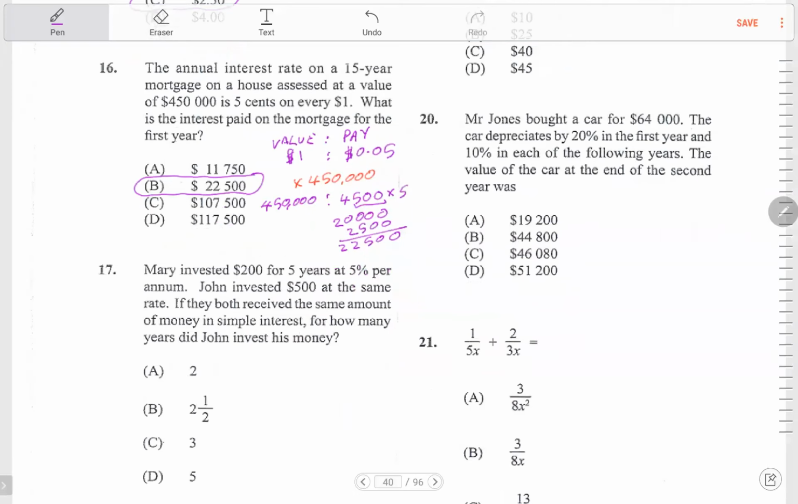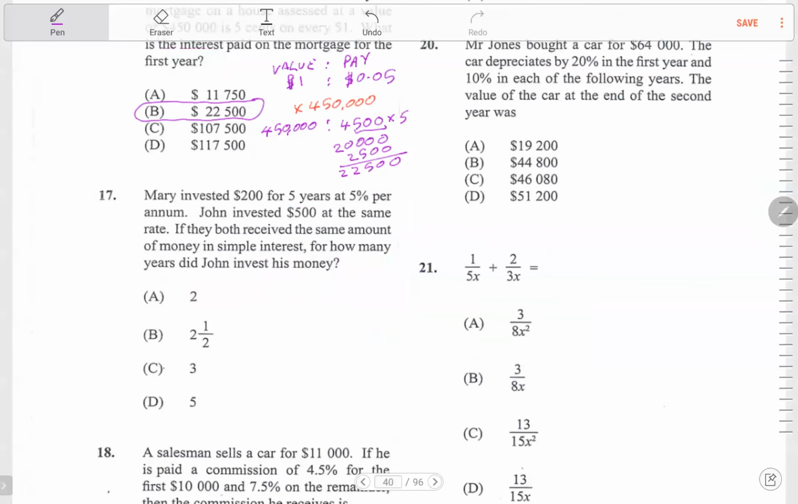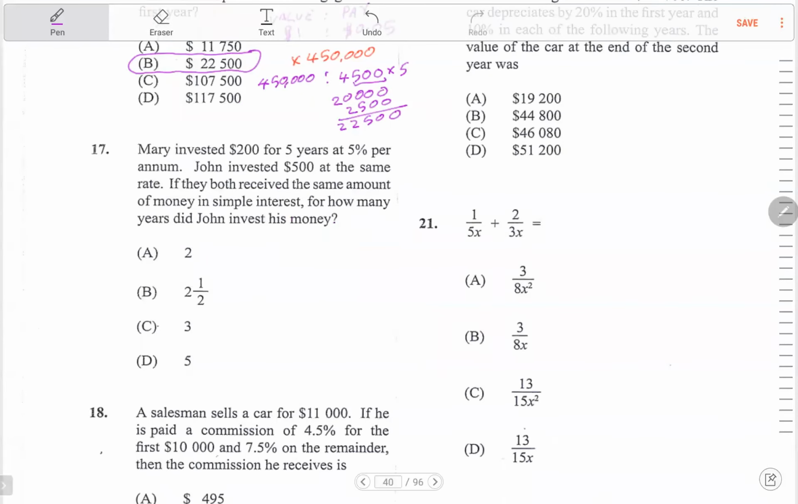Right, this one now. So Mary invested $200 for 5 years at 5% per annum. And John invested $500.